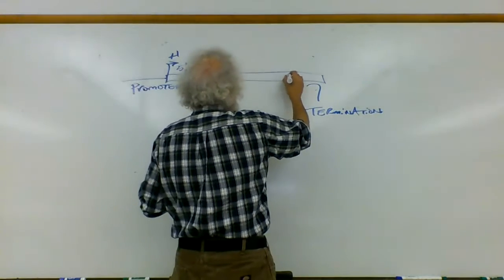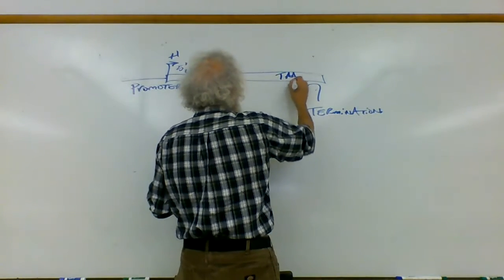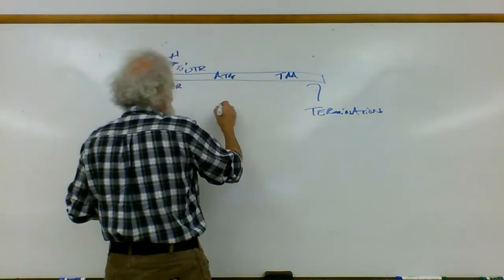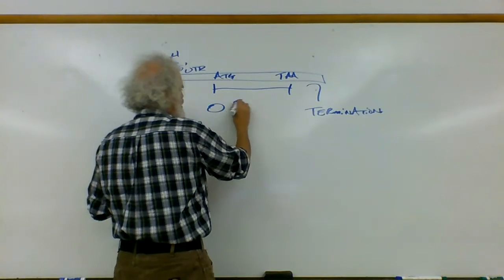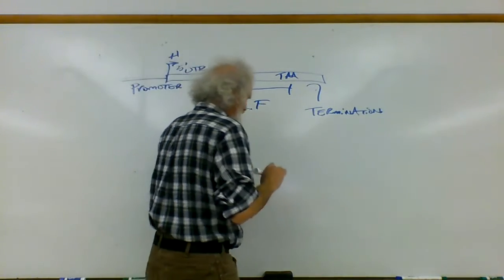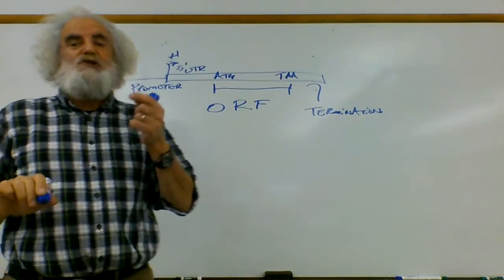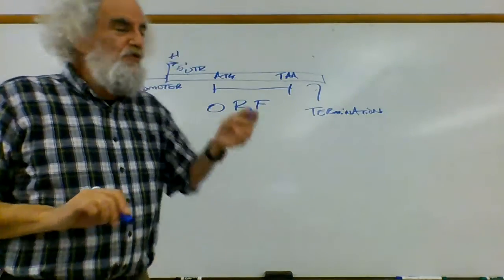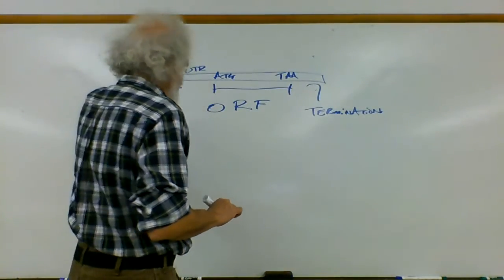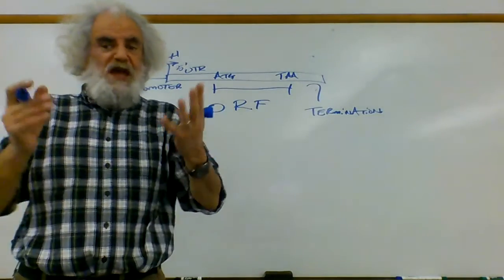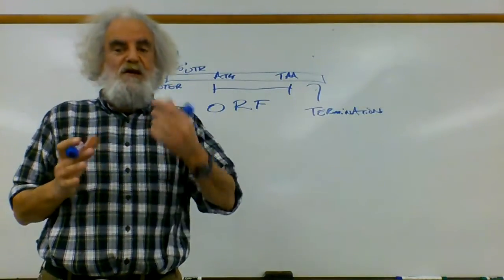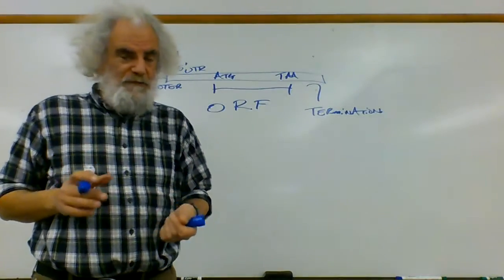And then we're going to have something like maybe a TAA, a stop codon. So we've got what's known as the open reading frame, or the ORF, and that is the region that is actually going to be translated, but transcription is going to have a longer stretch. So the RNA is going to be longer than the actual region that is required for translating a protein.